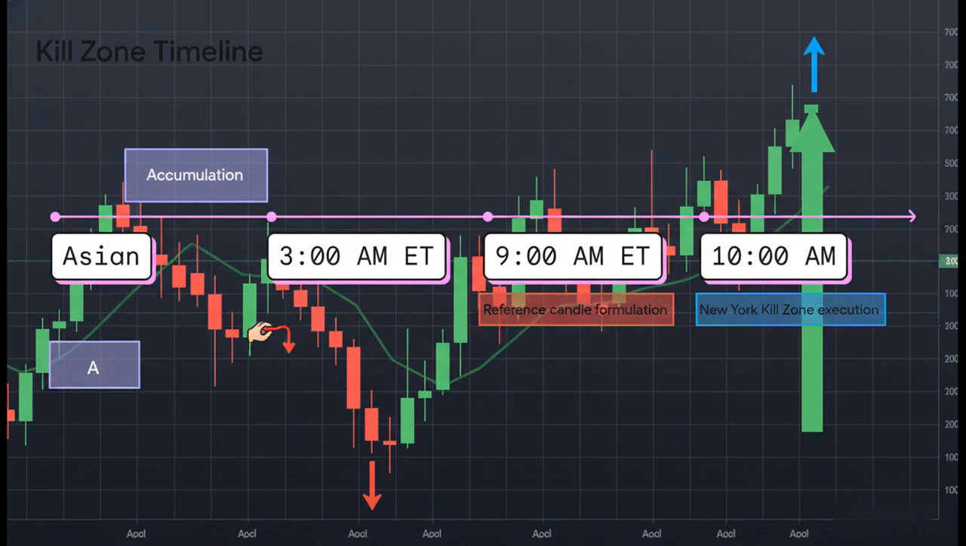The Asian range sets the initial trap by accumulating orders. Then, right at 3 a.m. Eastern Time, the London kill zone opens. London is famous for manipulation. It usually creates the high or low of the entire day by sweeping that Asian liquidity. And then, we wait. We wait for the New York kill zone to execute the real, sustained institutional move.